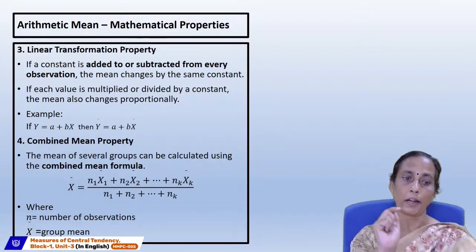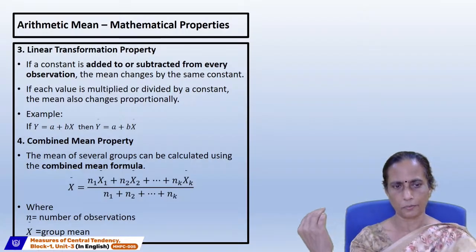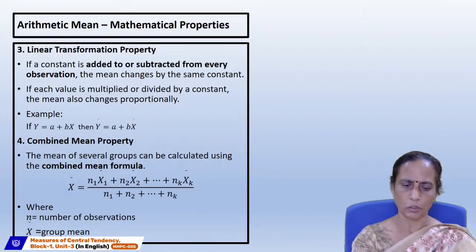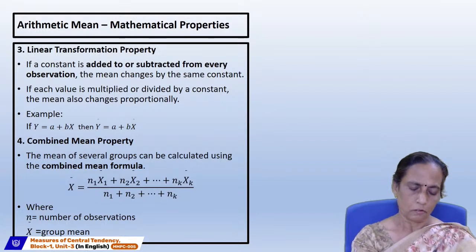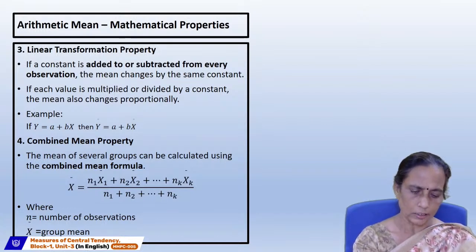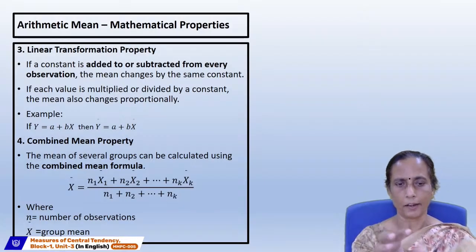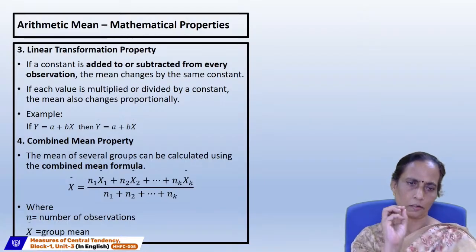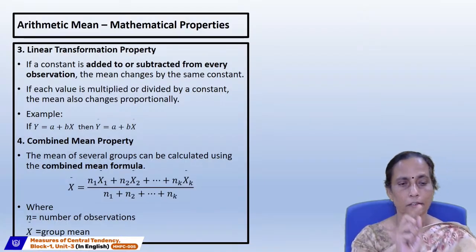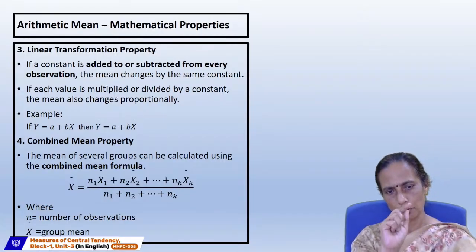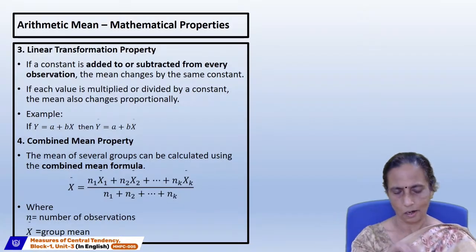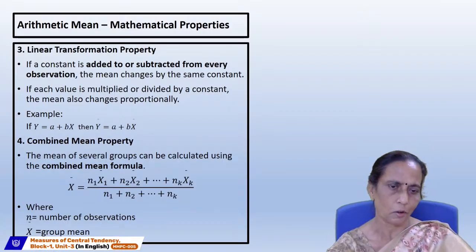And one more is the combined mean of several groups. Suppose you have several series of data, and you calculate the average of both combined. In that case, the number of observations in one series times its mean, plus the number of observations in the second series times its mean, divided by the total, that is n1 plus n2.